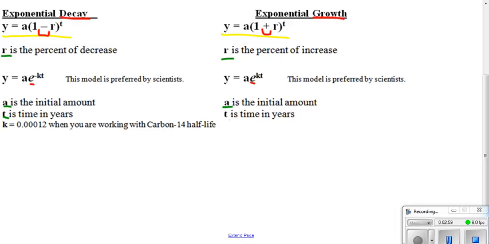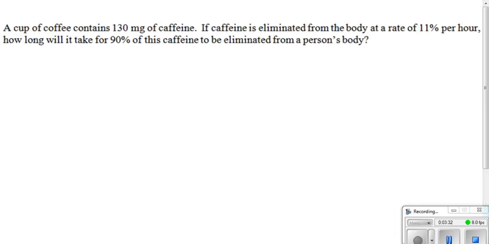In all of these cases, a is the initial amount, so it's what you started with. T is your time in years. Now it's not always in years. Depending on the problem, it'll tell you what t is in, but usually it'll be in years. And a special note here is that our k value is 0.00012 if we're working with carbon-14. Carbon-14 is a special isotope of carbon that depreciates over time, exponential decay, so it kind of runs out of itself over time, so you can use that to find out how old something is. It's called carbon dating.